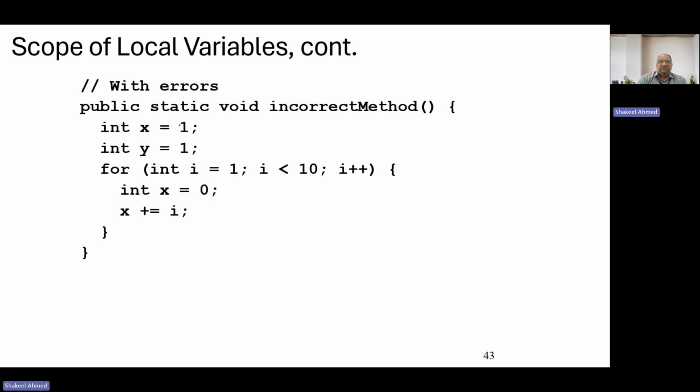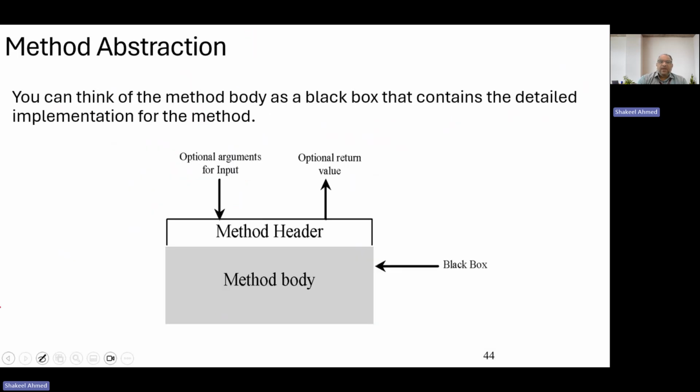With errors, you see here there is an error. x = 1, y = 1, int i = 1, and here again you see x = 0. So here you have x = 1 where it starts with a block, and it is here, it is here, it is here. So this one will be applicable up to the end. But here x = 1, and again you are declaring x = 0 here. So that's where the problem will arise. So with local variables and scope, you have to be careful in looking at the different scenarios.